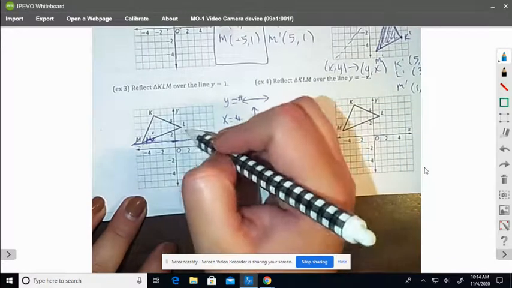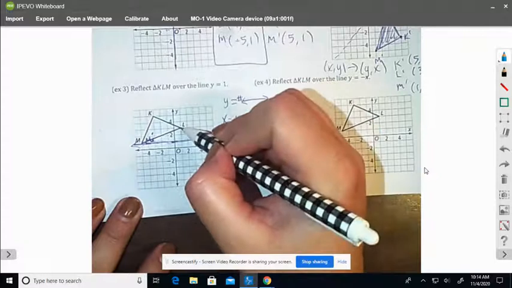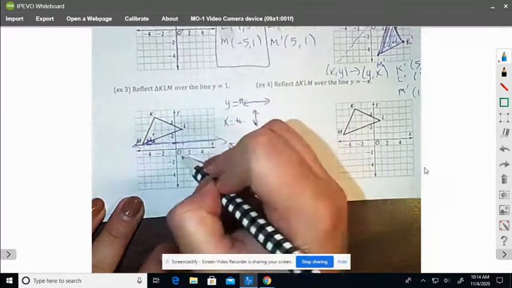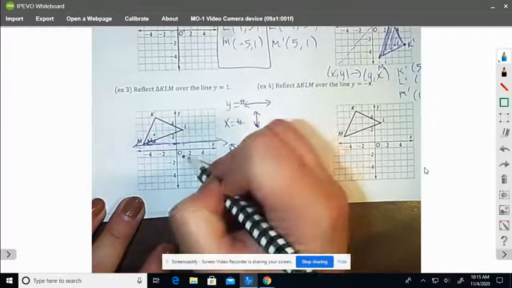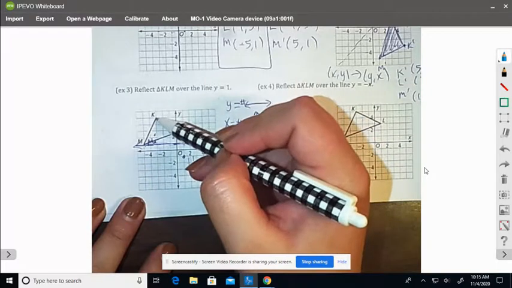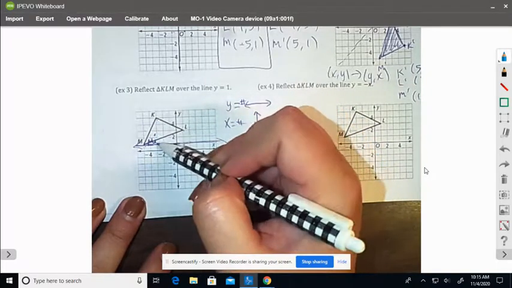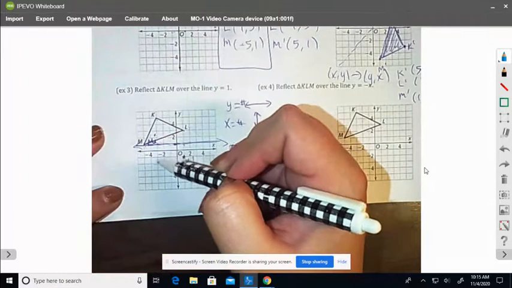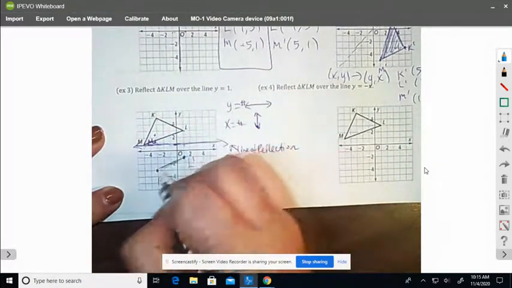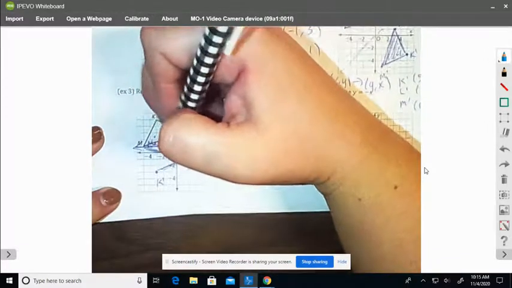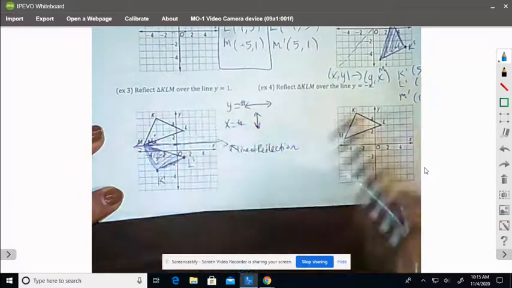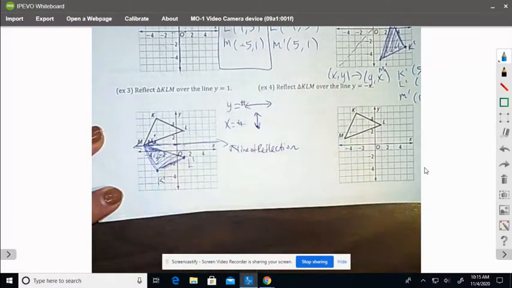Okay. L, however, I'm going to count the spaces from L to that line of reflection. I go 2 spaces to it. So I'm going to go 2 spaces in the other direction, and that's going to be my L prime. Same thing with K. To get from K to the line of reflection, I go 2, 4. So I'm going to go 4 in the other direction. 2, 4. And that's going to be my K prime. And then I connect my dots, this K prime, L prime, and M prime. Shade it in, and it is simply reflected over this line.